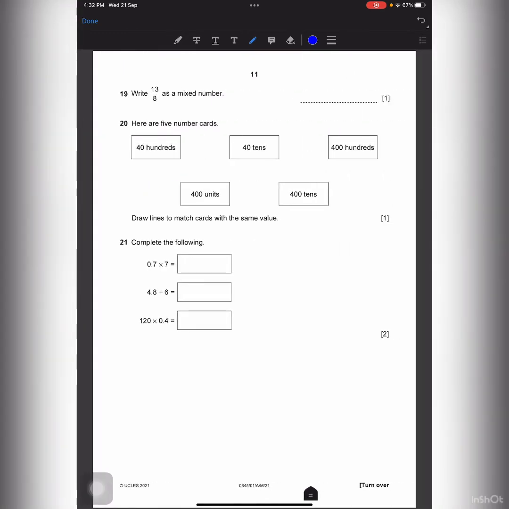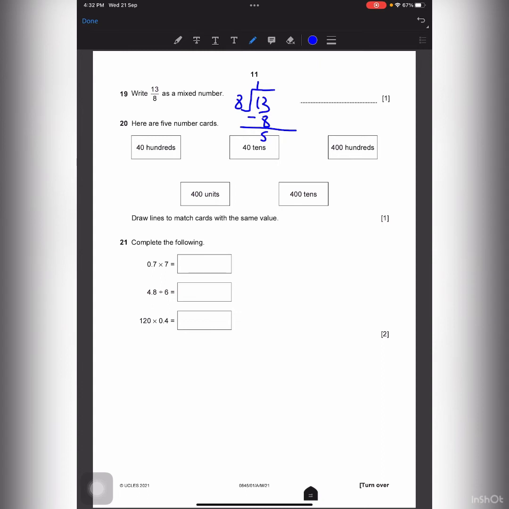Next, write 13 by 8 as a mixed number. So for a mixed number, this is like a simple question. First we're going to divide. So 8 will be here, and the 13 will be in here. We're going to use 8 once, because 8 times 2 is 16, so that's bigger. And then if we subtract this, it would be 5 remainder.